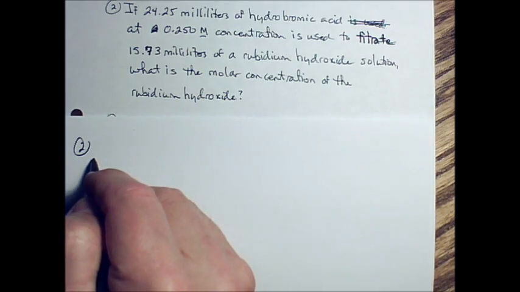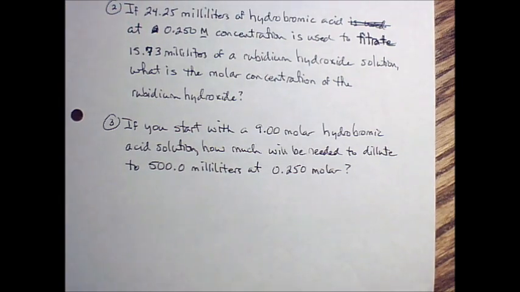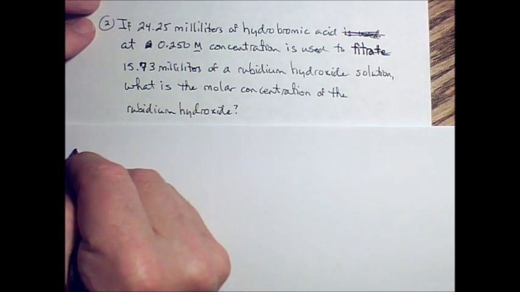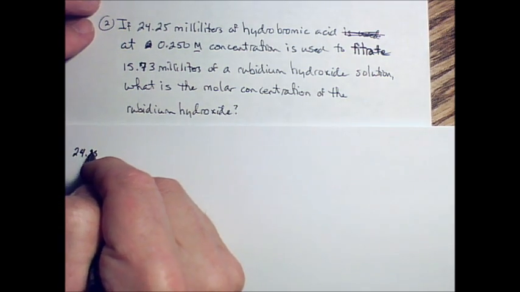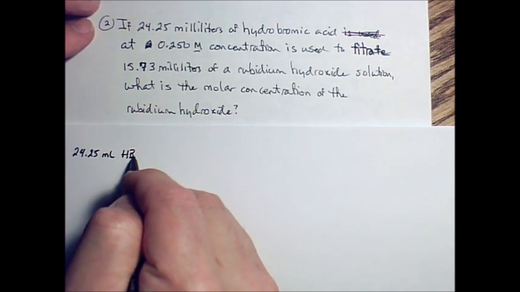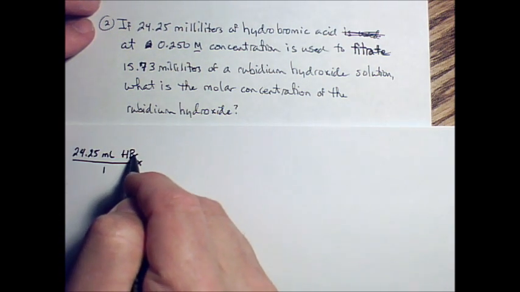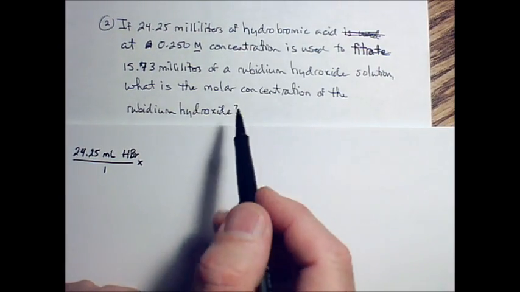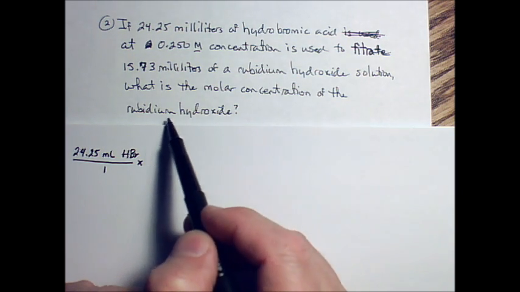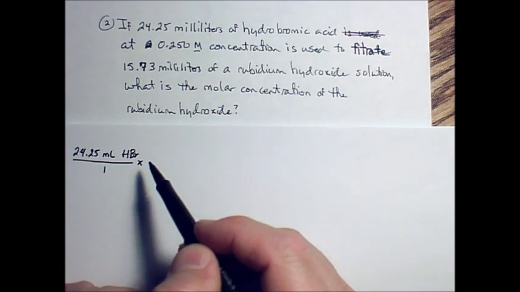Okay, so we start with, well, actually I probably should turn this one sideways. So 24.25 milliliters of hydrobromic acid. Hydrobromic is HBr, and we're going to put that over 1. If we're going from one species to another, and it asks for the molar concentration of the rubidium hydroxide, then we've got to get this into moles.